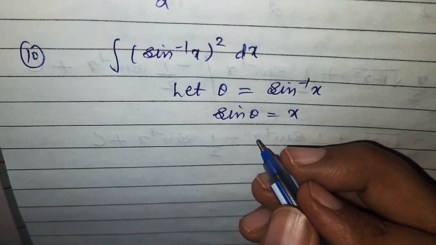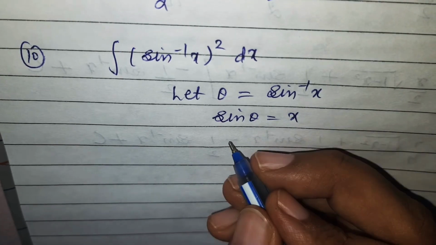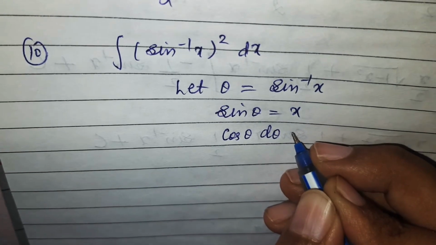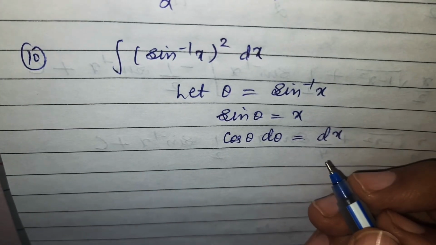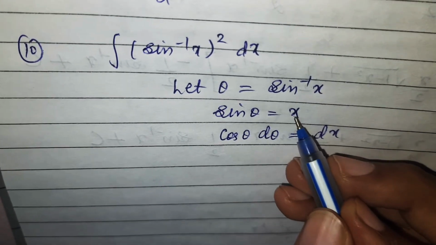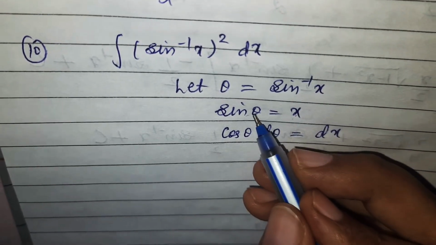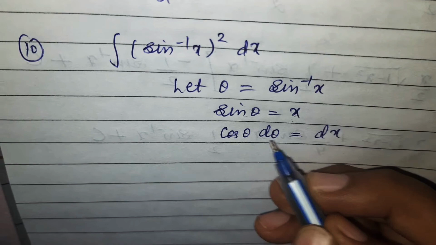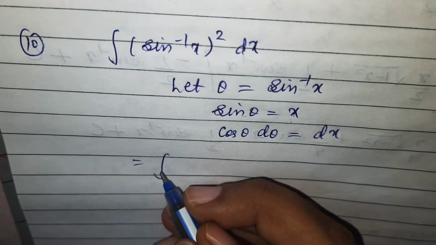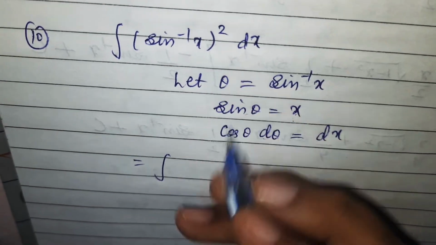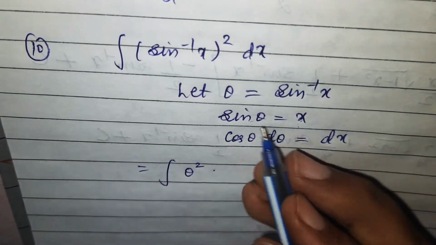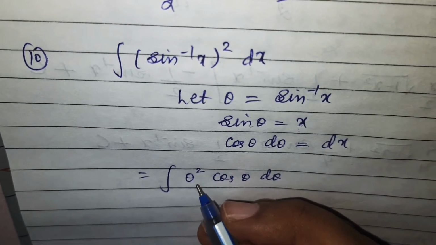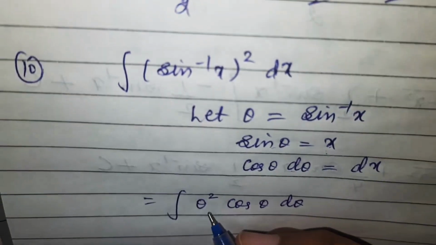If I want to differentiate with respect to theta, then what am I getting? Cos theta d theta equals dx. Differentiation of sine theta with respect to theta will become cos theta, so this is dx by d theta. So I am getting here sine inverse x square will become theta square and dx will become cos theta d theta.